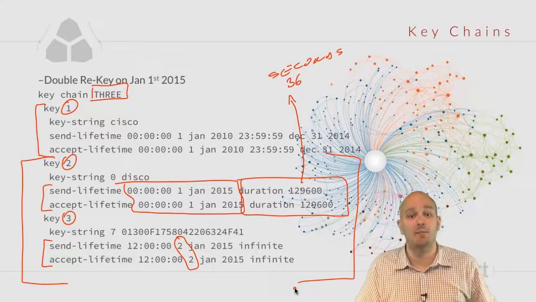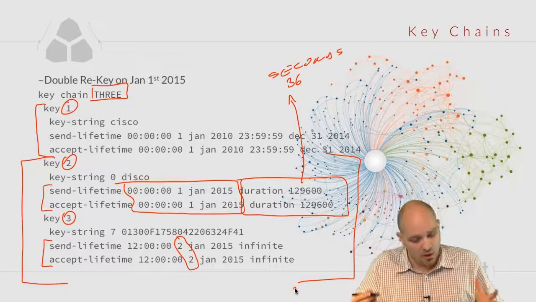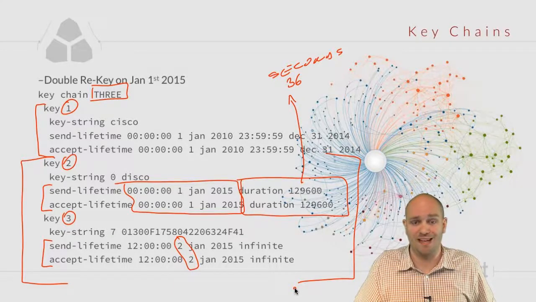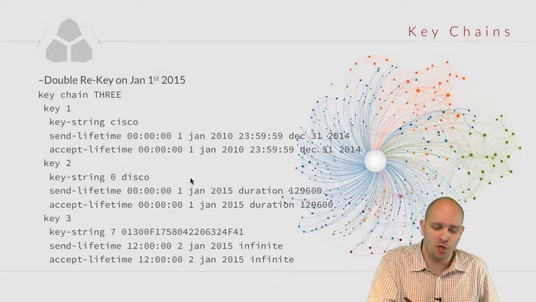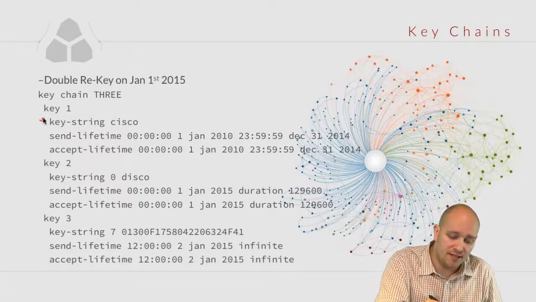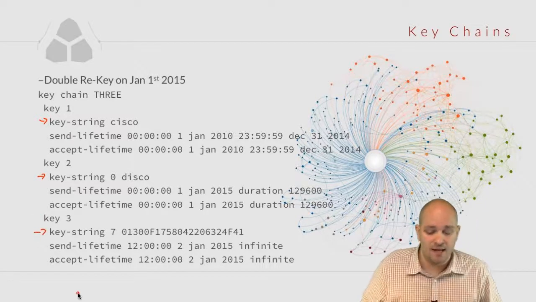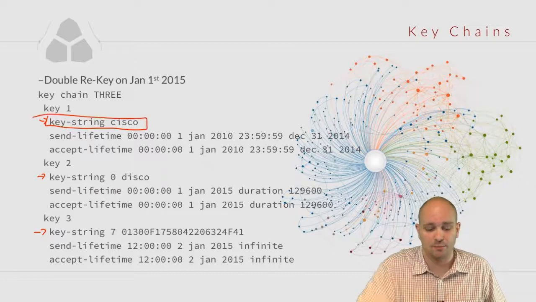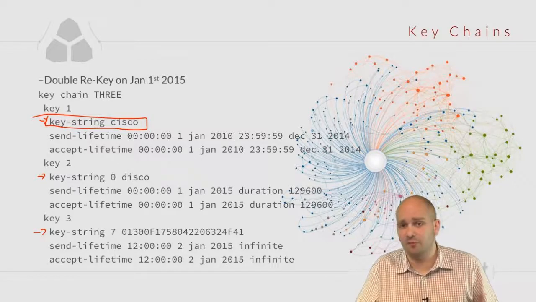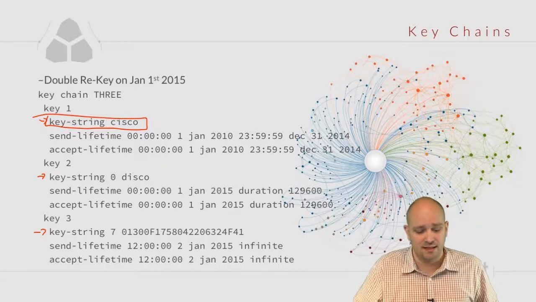We are going to be sending them, and we are going to be accepting them should we receive the authentication that uses one of them. Another thing that I wanted to show you here are 3 different ways that the key string can be configured in our keychains. The first example we have already used multiple times. It's simply key string followed by the password, in this case Cisco.